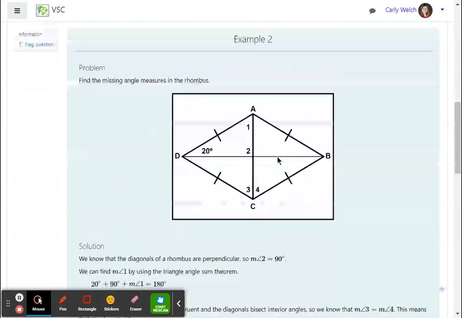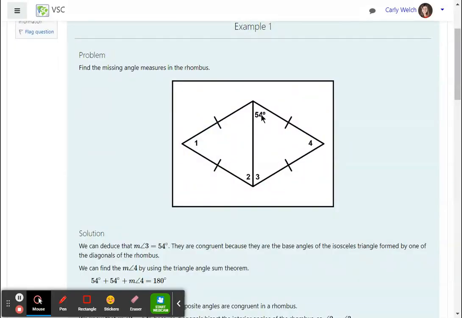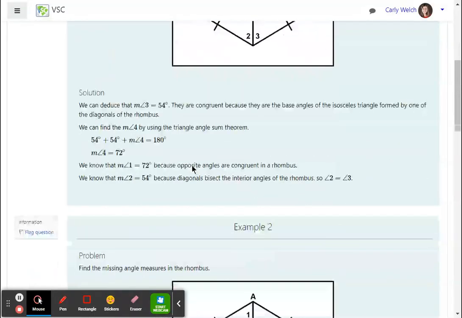All right, so find the missing angle. Let's go back to this. This is 54, this is 54, this is 54, this is 54. So that together makes 108. And then we know that 180 minus this angle gives us this one. And then these are the same. So 180 minus 108 is 72. So angle 4 and angle 1 are 72.